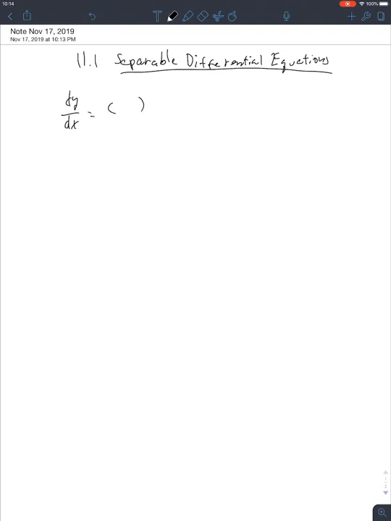This is a continuation for section 11.1, which is separable differential equations. And by separable, we said that we can write them in factored form of some type, where one would be x's and the other one would be y's. And we've done a couple of these problems in class.